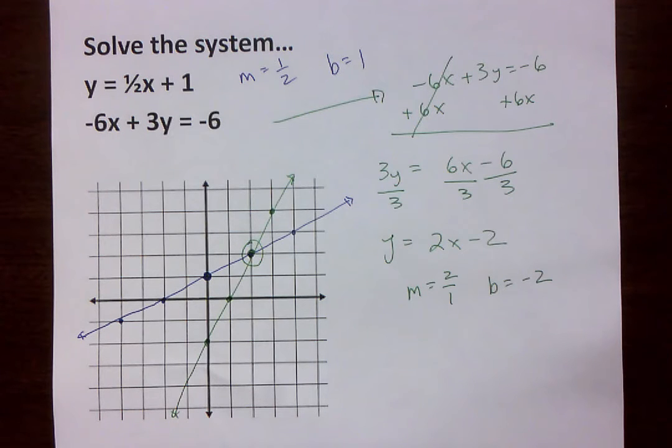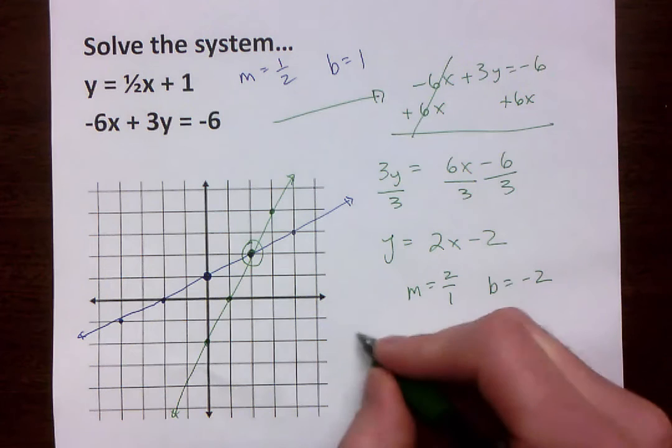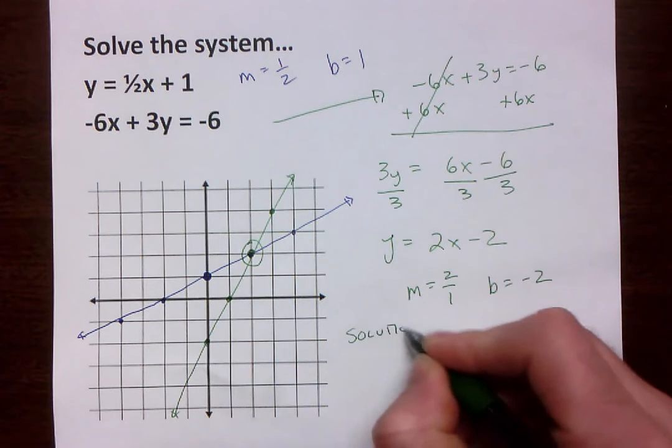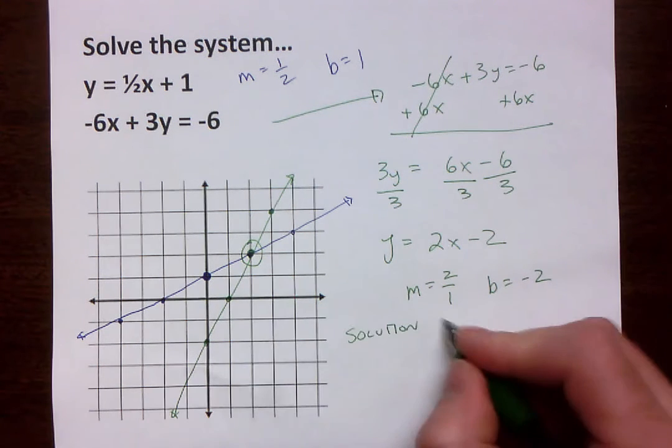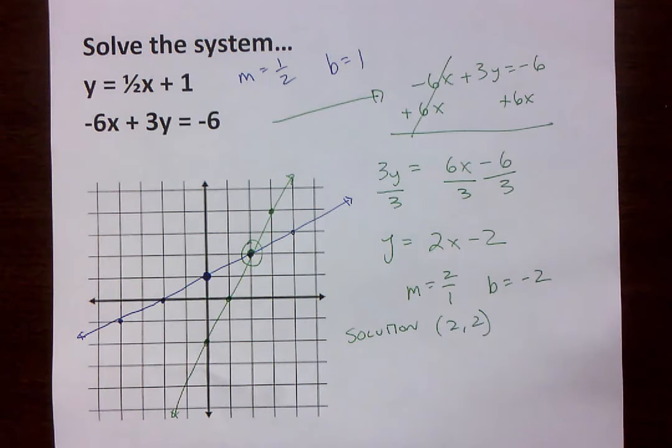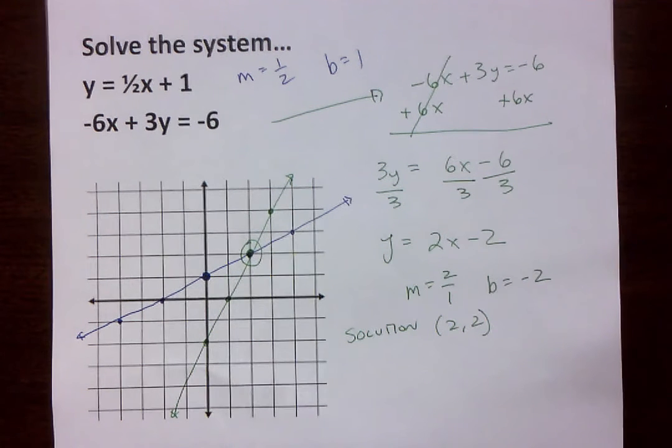This is my solution. Now, it's not enough to just circle it and say, here it is. You need to tell what that point is. So the solution to my equation is the ordered pair 2, 2. And what's important about this point 2, 2 is if I take 2 for my x and 2 for my y and plug them back into my equations, they'll both give me true equations, true solutions.